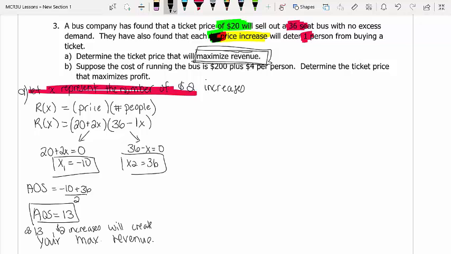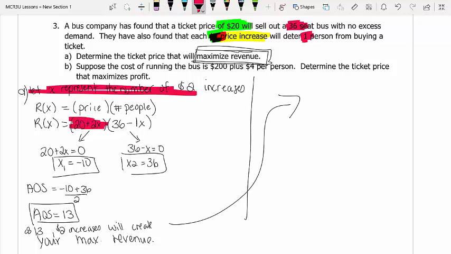So remember, part A is actually asking you to determine that ticket price, right? We only know how many increases we need to add, but let's actually calculate that ticket price. So ticket price was represented by this equation, 20 plus 2x, where x is the number of increases. Okay, so let's plug in 13 for x, and then we'll solve to get the final ticket price. Okay, so therefore, the ticket price that maximizes revenue is a ticket price of $46.